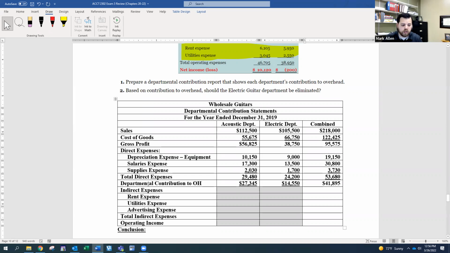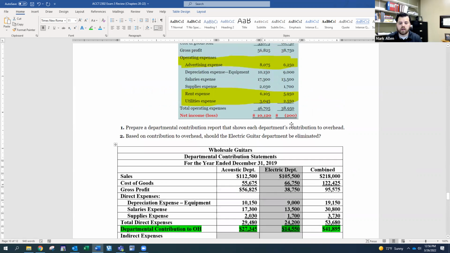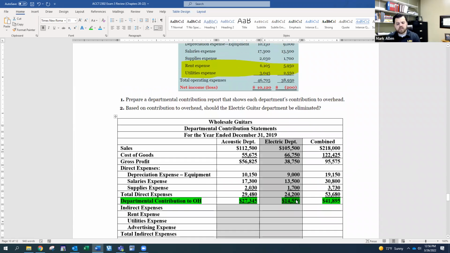So at this point, you can actually make the determination of whether or not we should eliminate this department. And what would your decision be at this point? Should I eliminate the electric department even though it's operating at a loss right now? And hopefully you said no, because here's the thing. Right now, we are contributing $14,550 towards those indirect expenses.